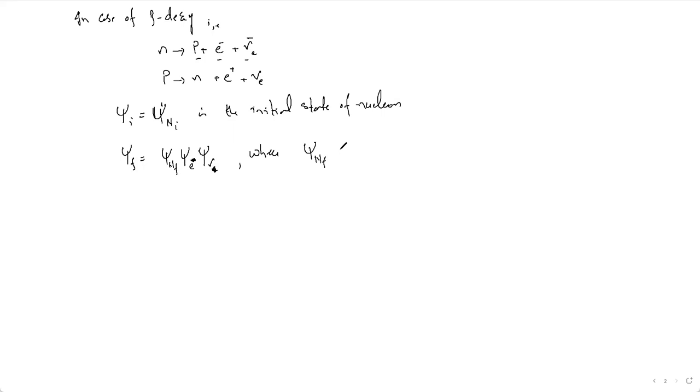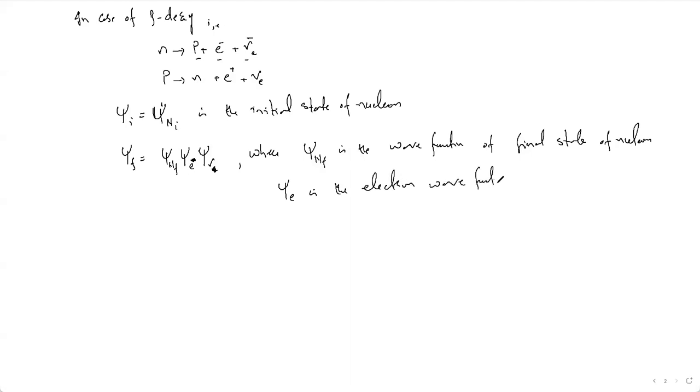Now what is this psi n f? Psi n f is the wave function of the final state of the nucleon, because in the final state we have a nucleon. And psi e is the electron wave function. And psi nu is the neutrino wave function, this is the antineutrino wave function.